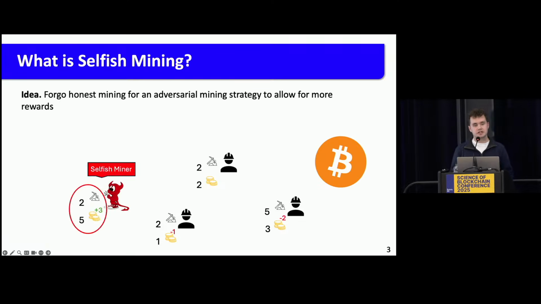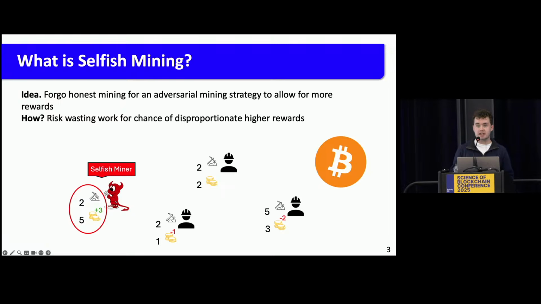But in 2014, this assumption was challenged with the introduction of so-called selfish mining. The core idea behind this is quite simple. A selfish miner changes how they participate in the protocol. Instead of following an honest behavior, they adopt an adversarial strategy. In doing so, they choose to risk wasting some of their own work for the chance to undermine others in the network and boost their share of rewards beyond what their mining power alone would justify.